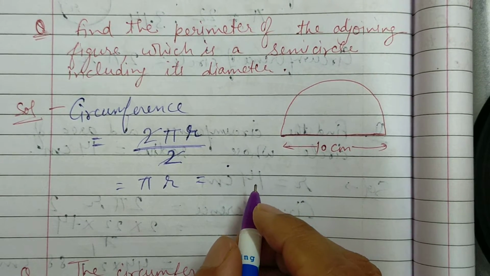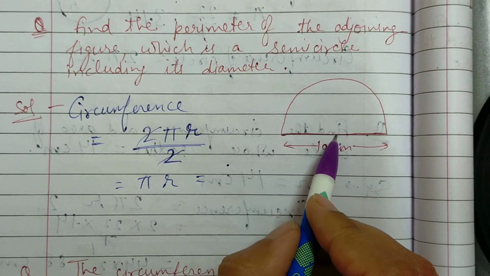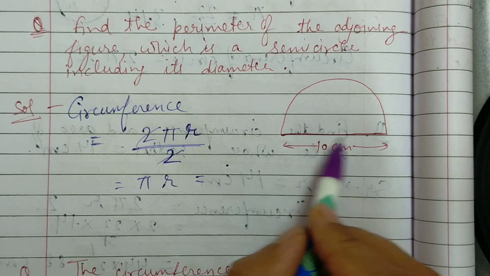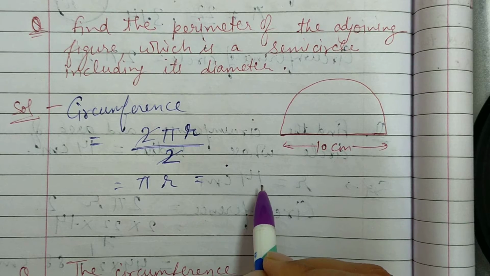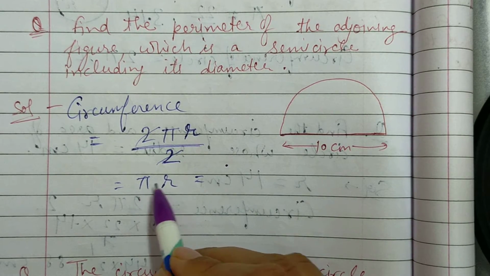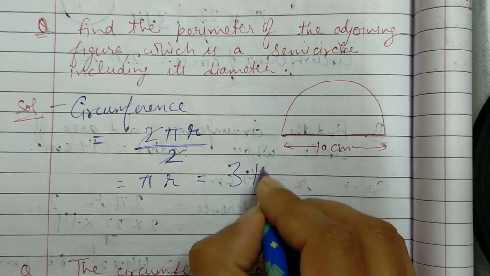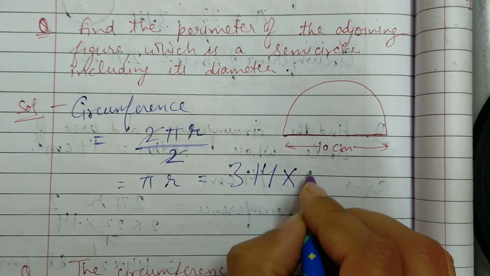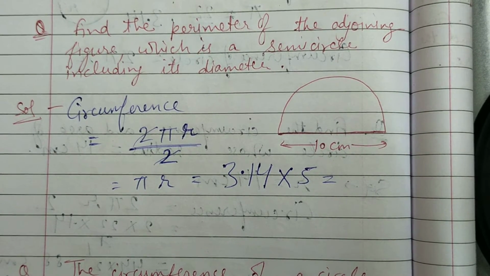Apply the formula and you will get the answer. Radius will be 5, because diameter is 10. 5 centimeter is the radius and you have to take the value of pi as 3.14. Pi is 3.14 and radius is 5. So what will be its circumference?